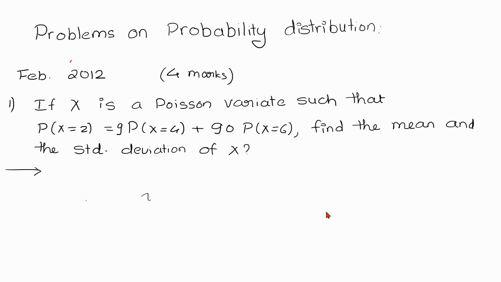Okay, in previous videos on probability distributions we have seen three kinds: first was binomial distribution, second was Poisson distribution, and the third was normal distribution. For each of these distributions separate videos have been made and uploaded, and a few problems were also solved at the end of those videos. But here I'm solving a few more extra problems from the previous years' question papers.